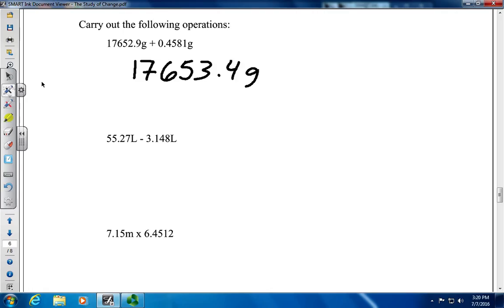So we have 55.27 liters and 3.148 liters. Well, we only have 2 significant figures following the 55, and we have 3 following the 3. So we're going to stick with 2 significant figures, or to the hundredths place when we do our rounding. And after doing the arithmetic, you'll find that this total is 52.12 liters. Again, focusing on 2 significant figures following the decimal place, or just rounding to the hundredths place.